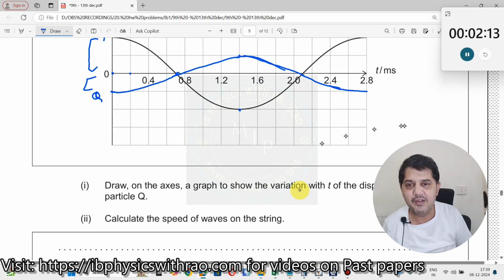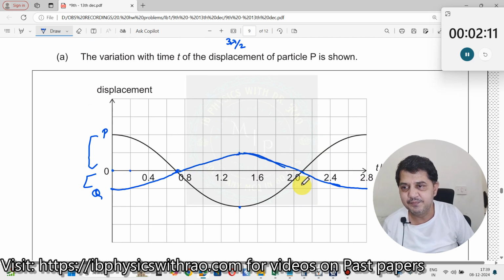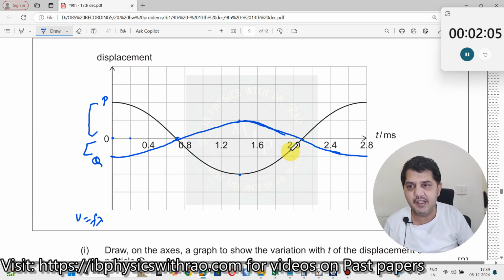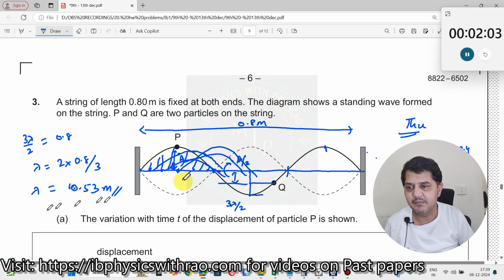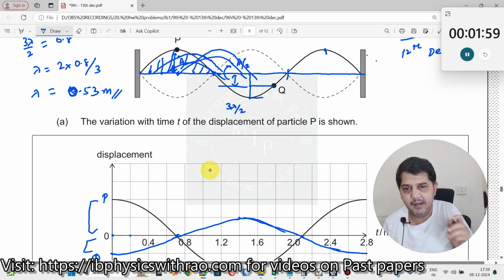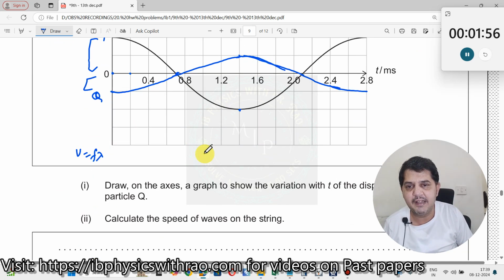Okay, now T is in milliseconds. Now, if you want to calculate the speed, what do we need? We need v equal to f lambda, right? Is lambda known? Lambda is known earlier. We got the lambda from here, right? To find the value of lambda, it will be kept handy. Now I need to get the value of f. How do I get the value of f?